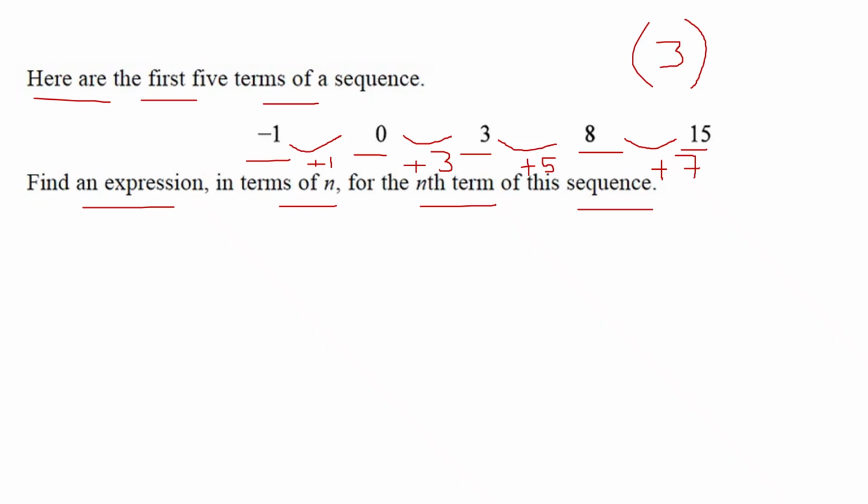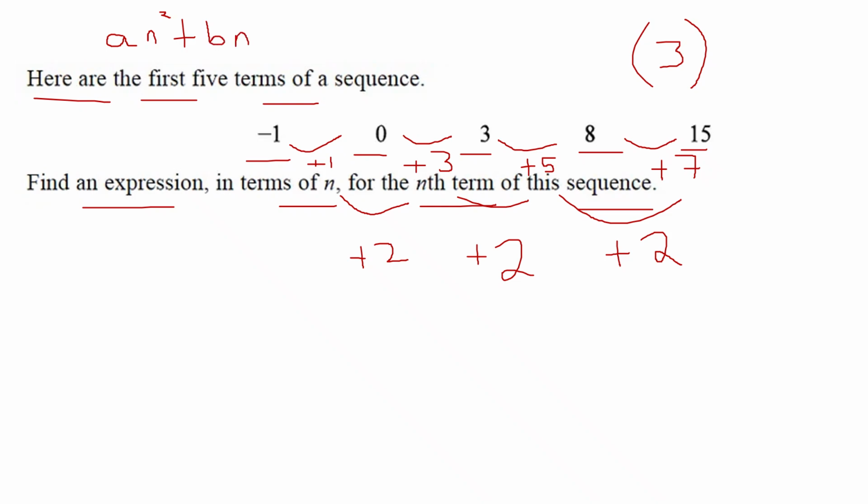We're now going to work out the difference of the difference, or the second difference. From 1 to 3, we add 2. From 3 to 5, we add 2. And from 5 to 7, guys, we again add 2. So when you have a second difference, always think it's going to be a quadratic sequence, in the form an squared plus bn plus c. Whenever you have a constant second difference, it is always going to be a quadratic, or an n squared, or a power of 2.